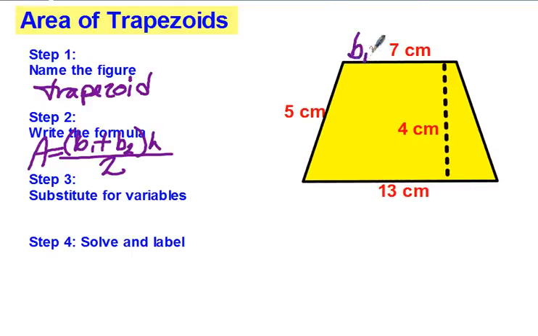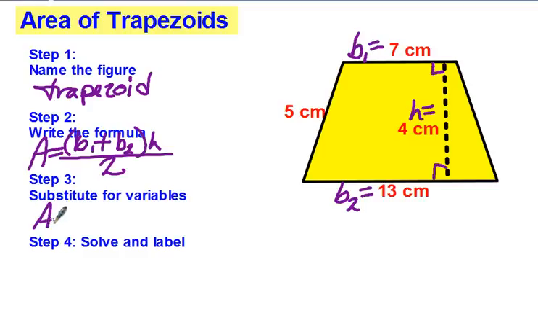You can label either one, base 1 or base 2. Better to be consistent. These are called subscripts, these little small numbers. They're small and down to the right. And your height will still be the one that is perpendicular to your bases.